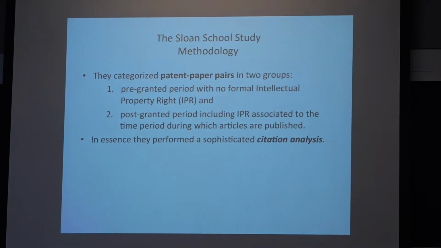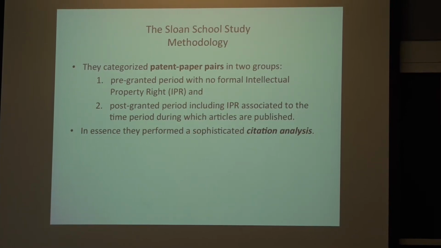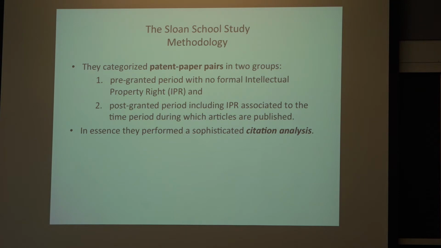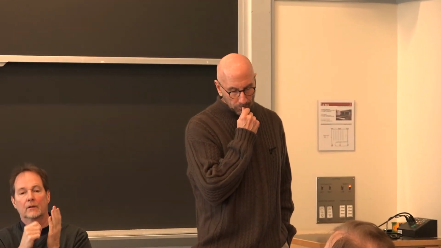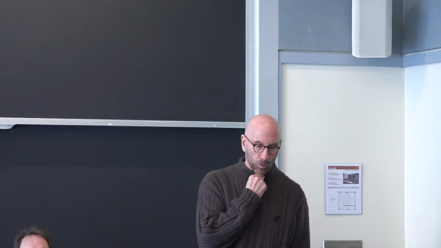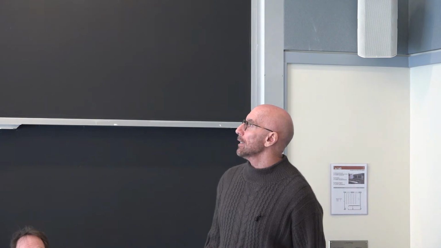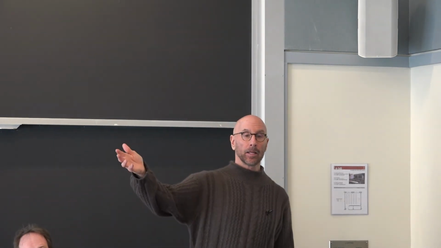So anyhow, going back to the Sloan study, they categorized patent paper pairs in two groups: the pre-granted period with no formal intellectual property right, and the post-granted period, which includes an IPR associated to the time period during which the articles are published. To determine whether patent paper pairs inhibited scientific dissemination, they did a citation analysis, narrowed to two journals. Their models established that patented articles were associated with statistically significant and strongly negative reductions in annual forward citations.